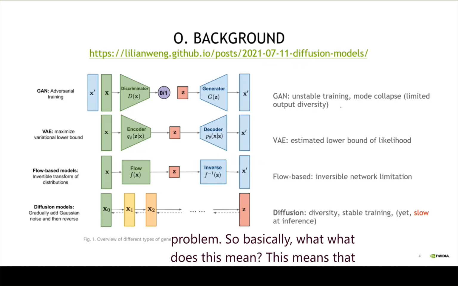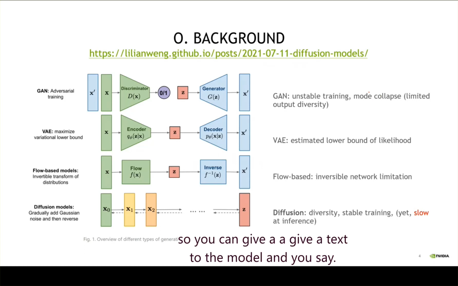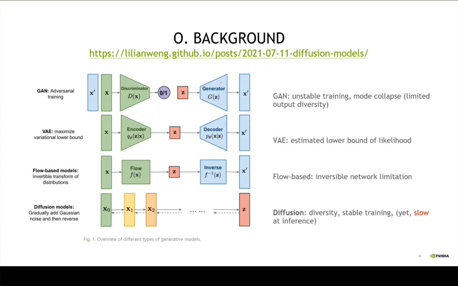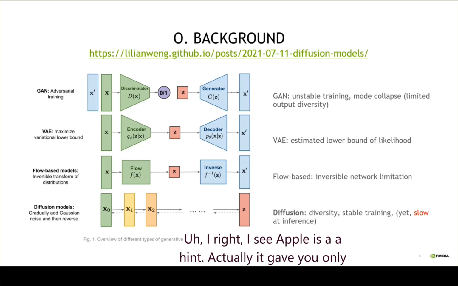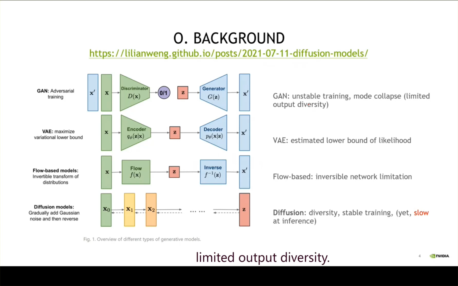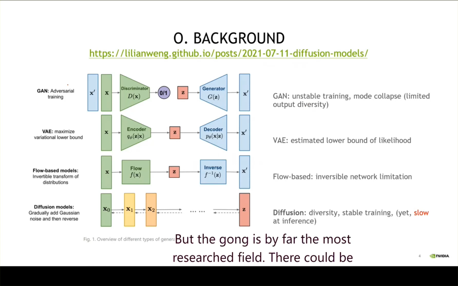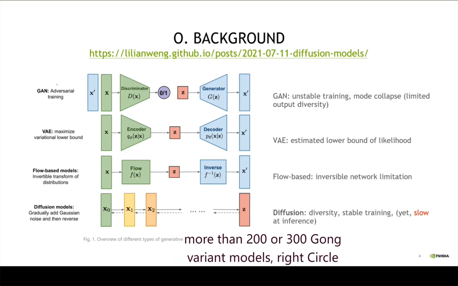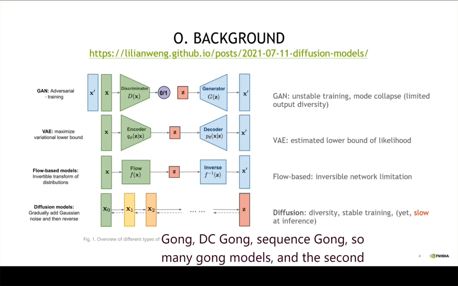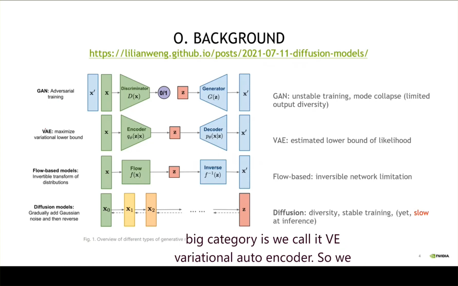This means that you can give a text to the model, say apple, right? You say apple as a hint. Actually, it gives you only limited output diversity. But GAN is by far the most researched field. There could be more than 200 or 300 GAN variant models, right? CycleGAN, DCGAN, SeqGAN, so many GAN models. And the second big category is VAE, variational autoencoder.